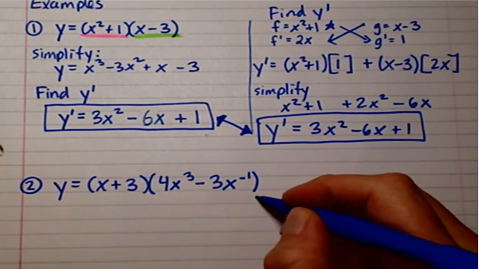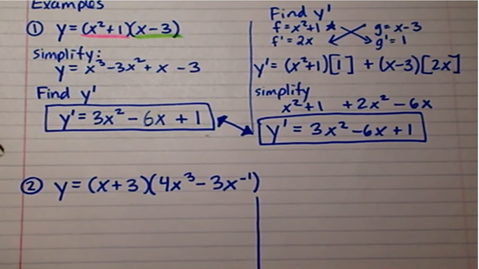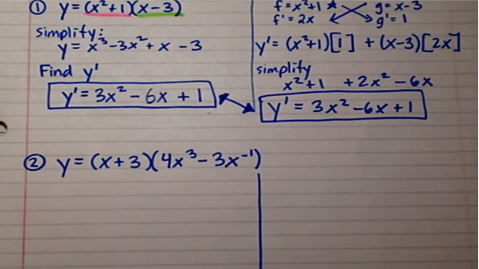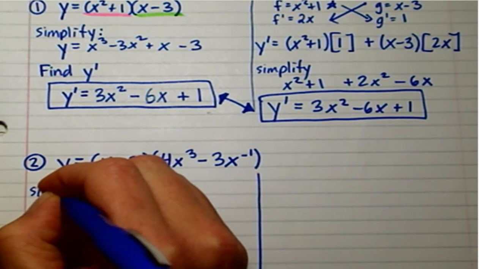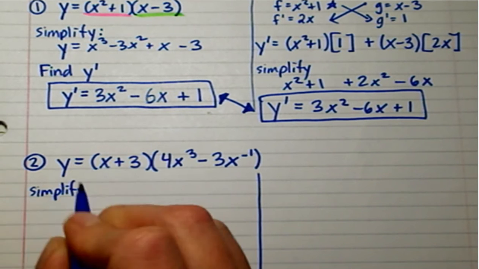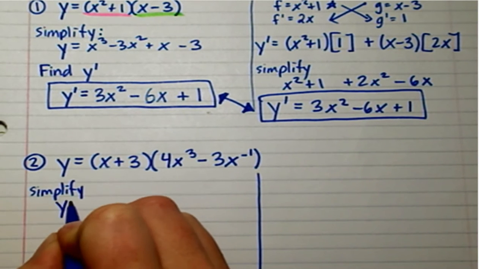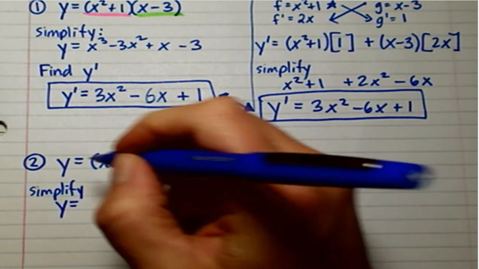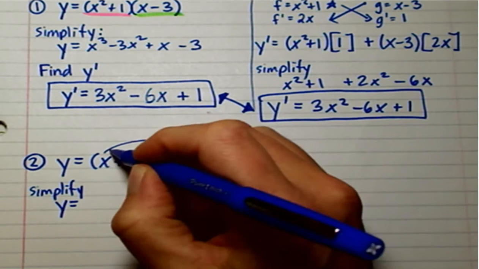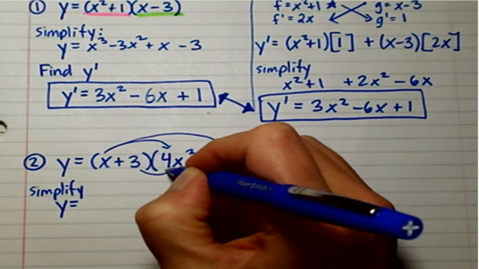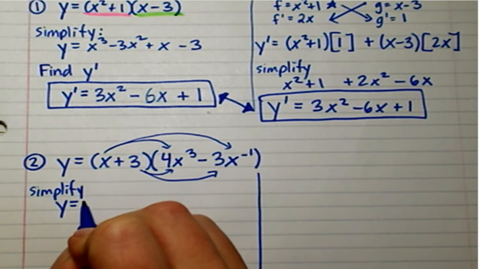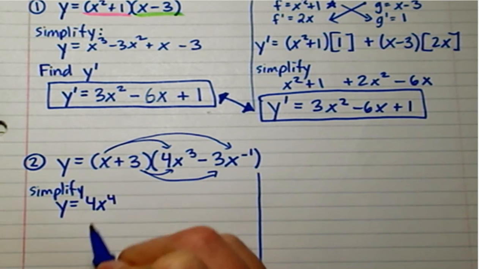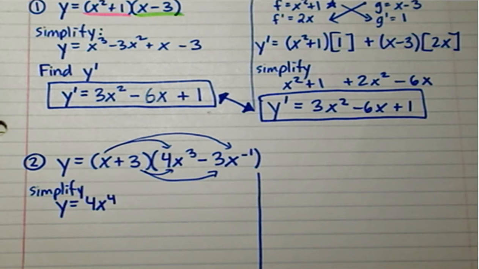Okay, so we're going to do it both ways. I'm going to do the simplify first. That's what I'm going to choose to do. Okay, so simplify. Okay, y equals. All right, here comes my FOIL. First, outer, inner, last. All right, be careful with your exponent rules.